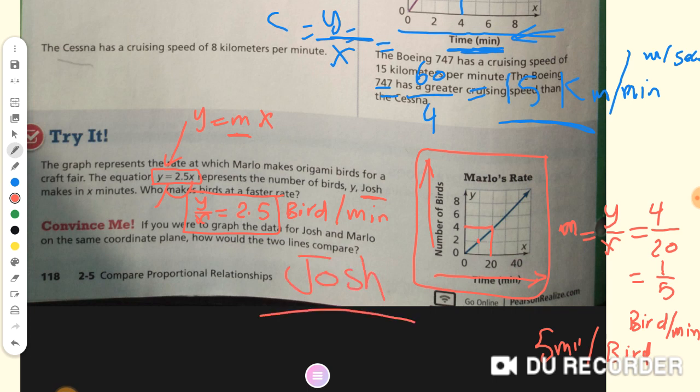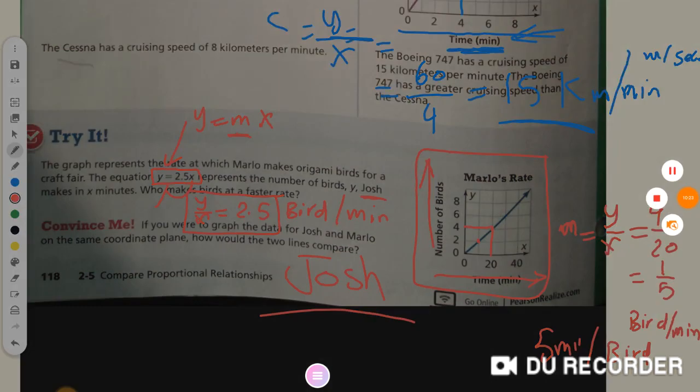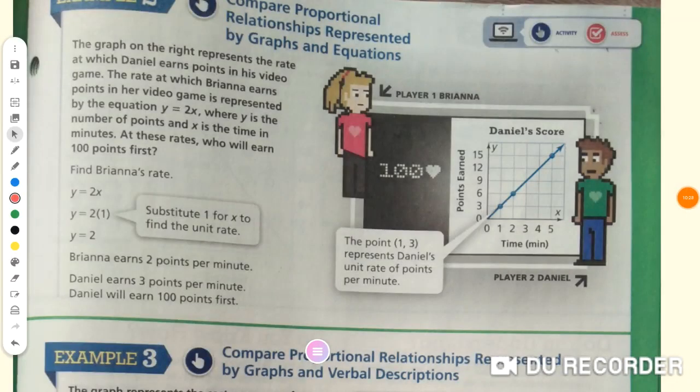Okay, so we compare between an equation and a graph. Also, we can compare between verbal and a graph, or graph and graph, table and graph. So let's see another example to know how we can compare all the kinds. So this is an example where I give you a proportional relation in the shape of an equation and a proportional relation in the shape of a graph, okay?